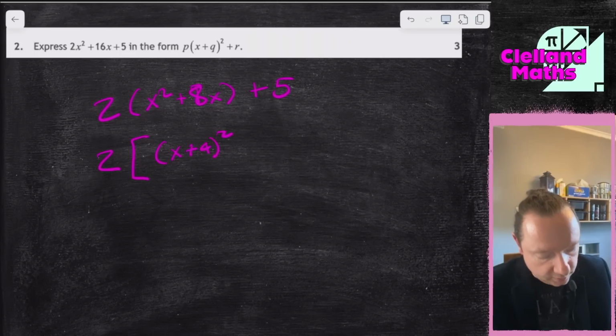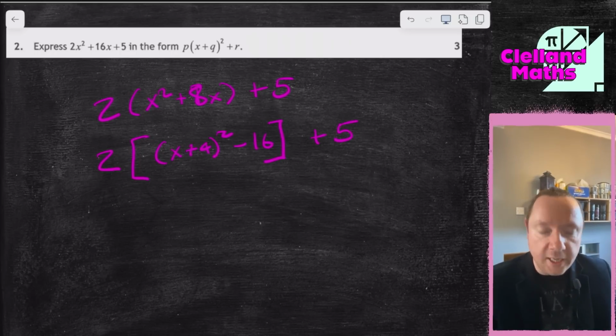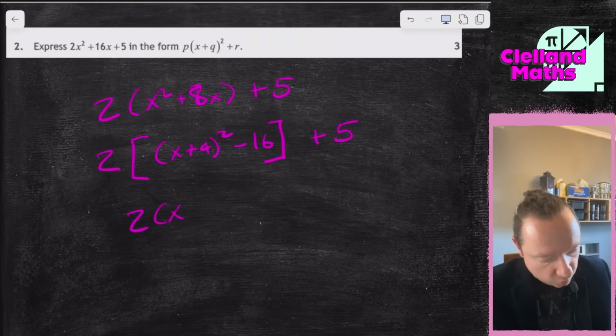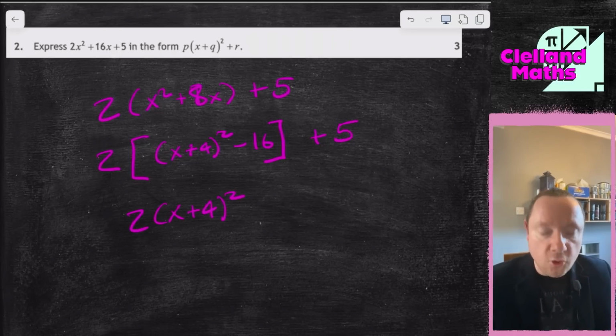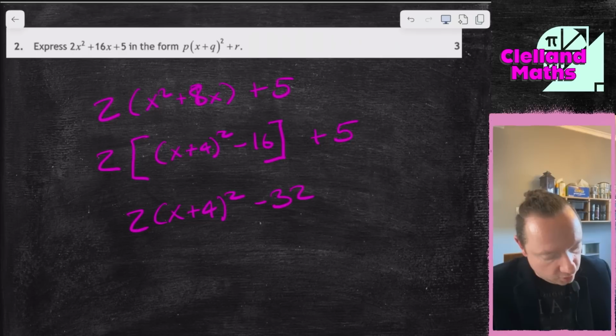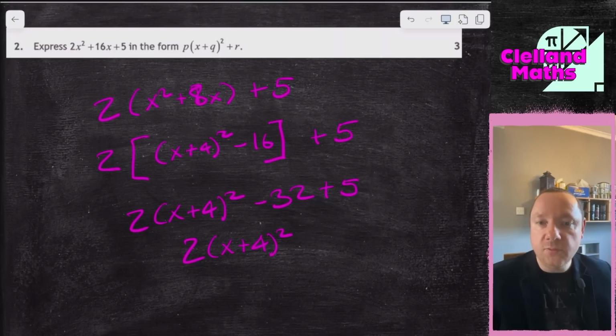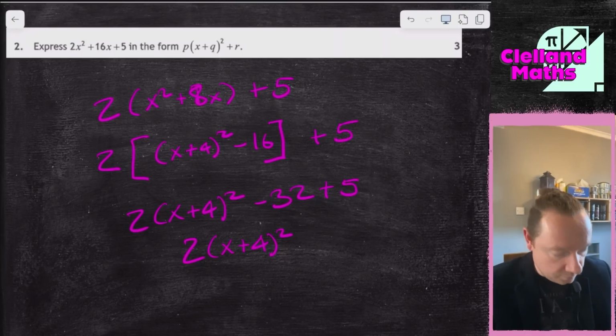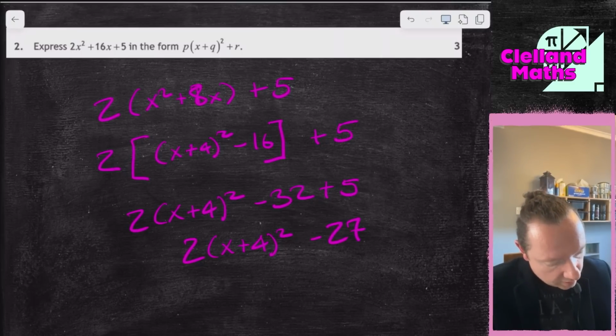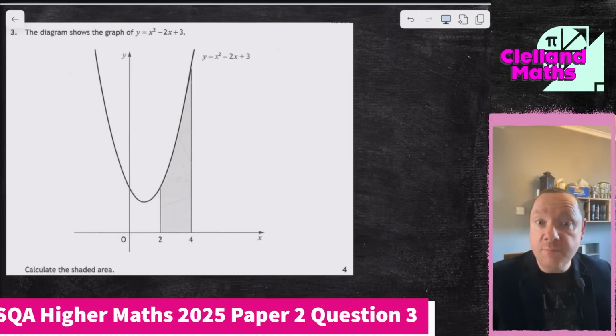Remember to take away 4 squared. But that's stuck inside this bracket, and the 5 is hanging out on the outside. So that's 2(x + 4) squared, and I'll have to do 2 times 16, which is 32, plus 5. So finally I get 2(x + 4) all squared, minus 32 plus 5 is minus 27. And we're done there.